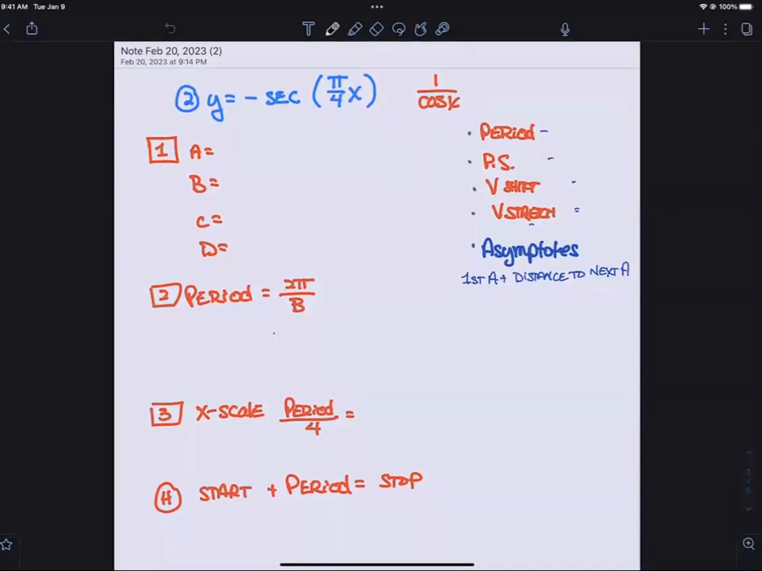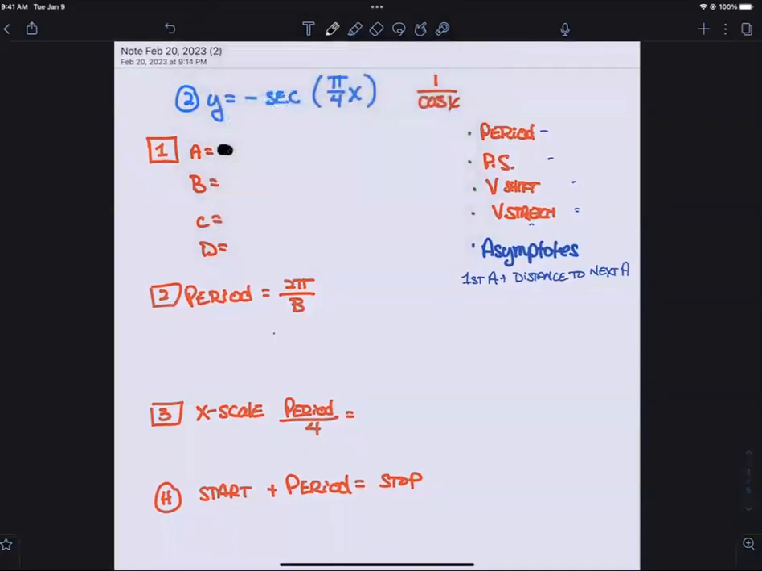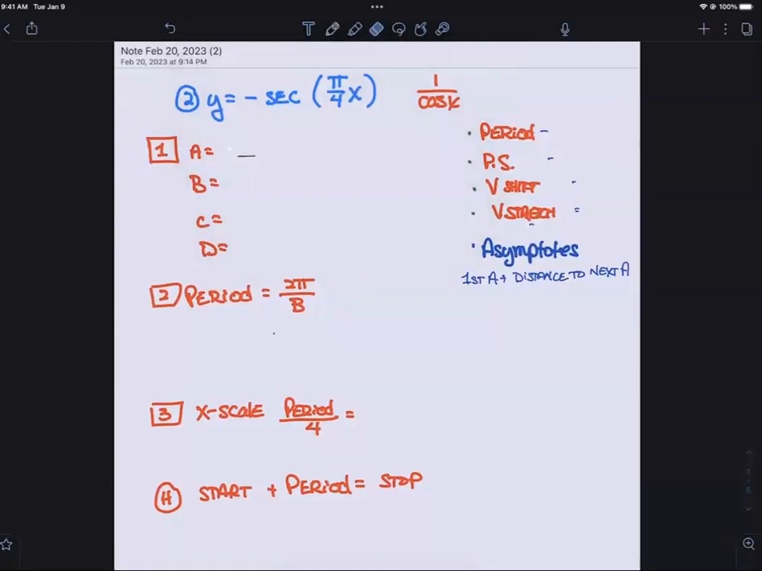So the first thing I like to do is identify the ABCs. Here, A is -1. Whoops, my pen is too fat. All right, here we go. A is -1. Now it's too skinny. Let's see if I can get it just right. Okay, here we go. A is -1. B is pi over 4. C is 0 and D is 0. So moving to the guided notes.